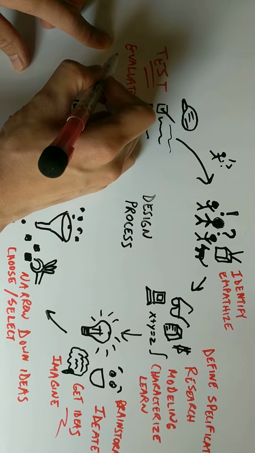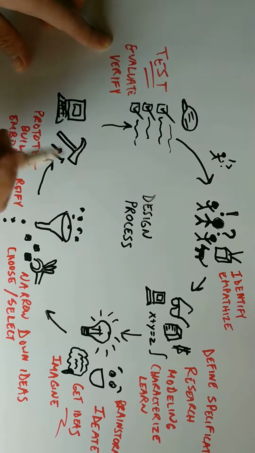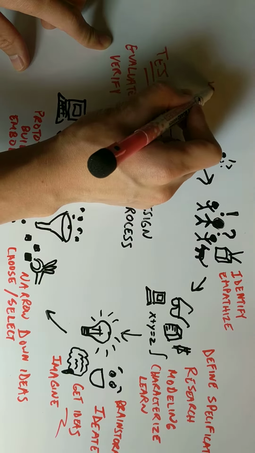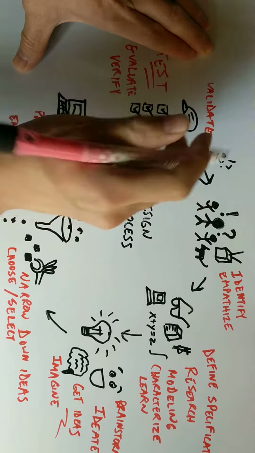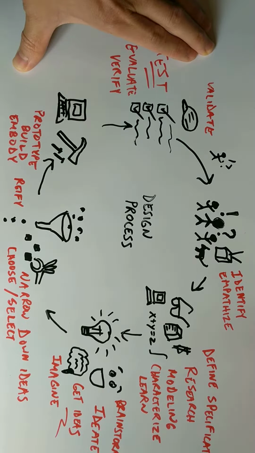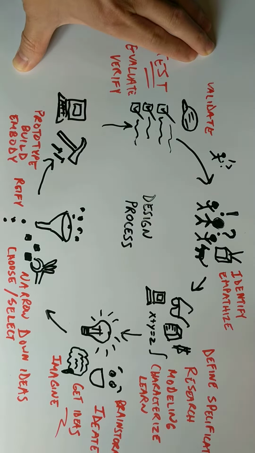You might verify. That's the idea of making sure your design does what you as the engineer want it to do, but then you might try to validate. And I'm going to put that up here because that involves your customers. Your customers have to approve your design. Your design has to actually do what your customers want, and that's validation.